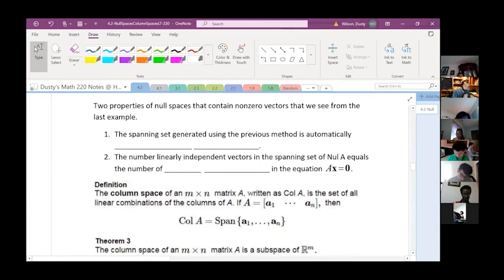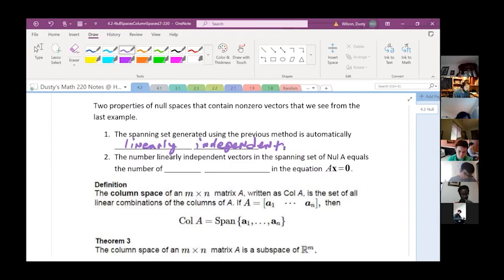All right. So a couple of properties of null spaces that contain non-zero vectors that we can see from the last example. The spanning set generated using the method we just used is automatically linearly independent. Just to be clear, I'm not saying that all spanning sets are linearly independent. I'm just saying that the ones you find using the method we just did are linearly independent, assuming they're more than just zero.